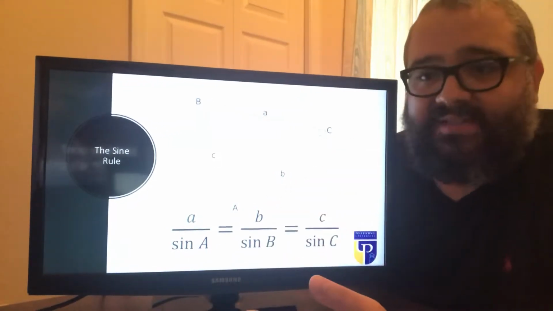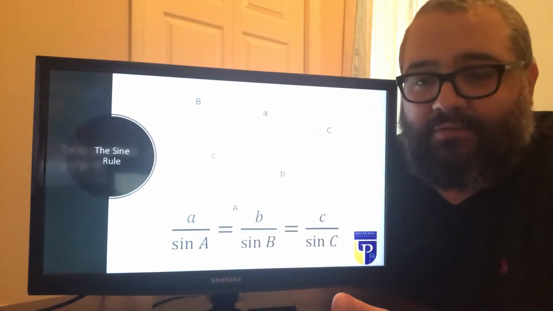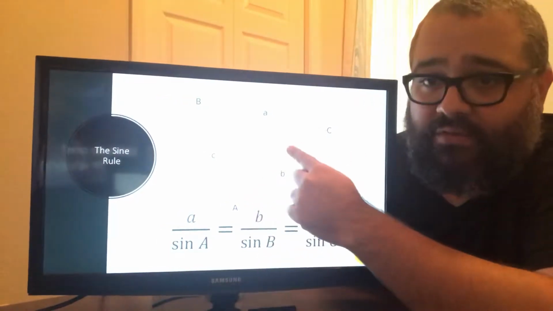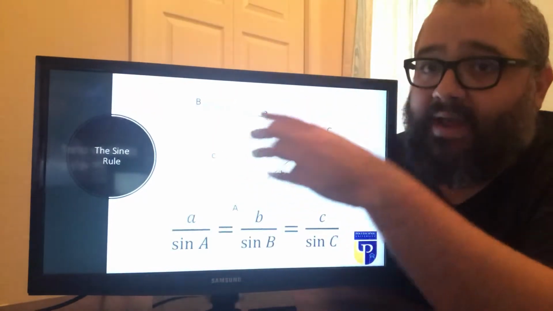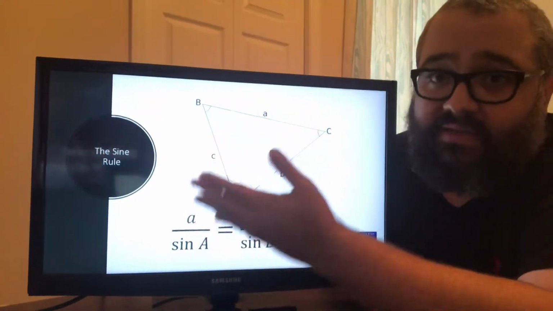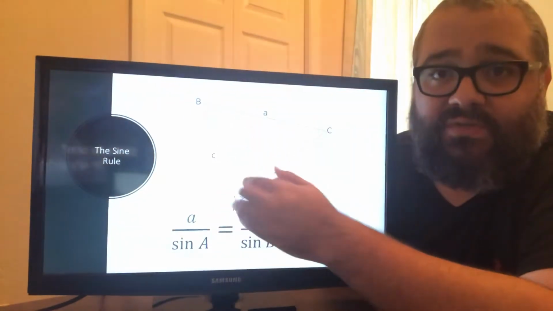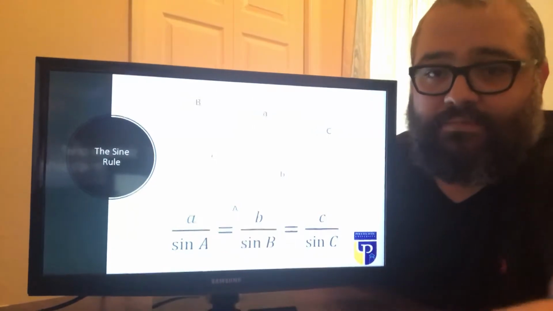The law of sines can be used to compute the remaining sides of a triangle. This is when you know two of the angles and one of the sides. You must remember that you need to have some known sides or angles in order for you to be able to utilize this equation.